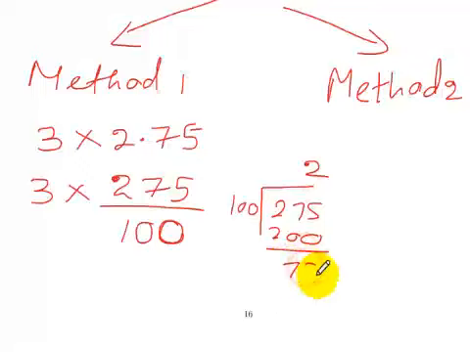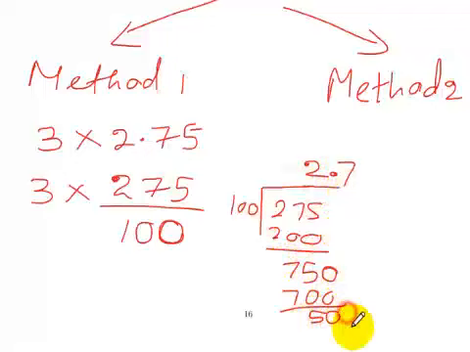Since there is no value on this side, you put a decimal and take 0. So there are 2 into 100, 75 remain. Again take 0, 5. Here both values are the same. 2.75 equals 275 over 100. So this is the fraction form of it.